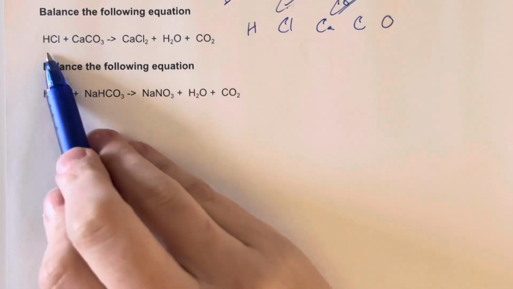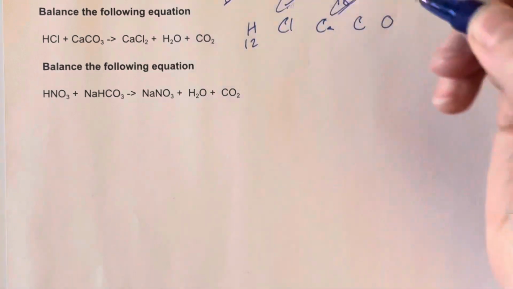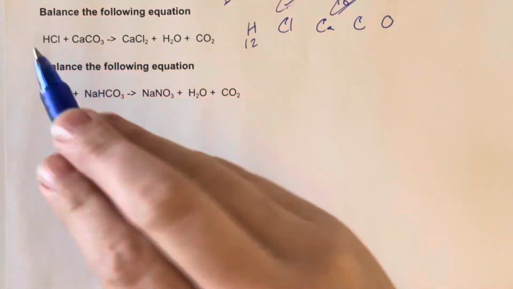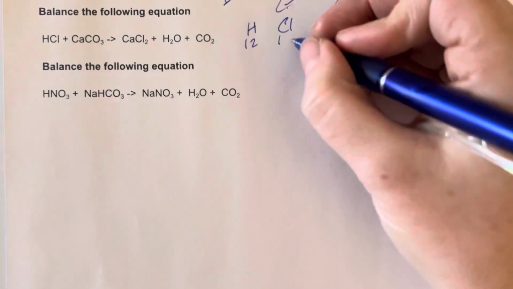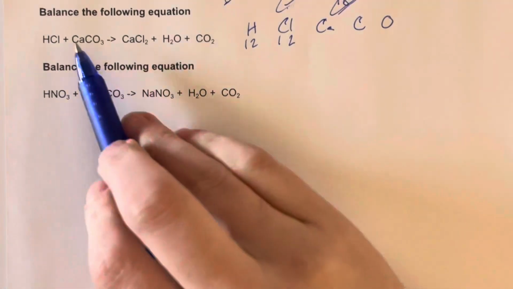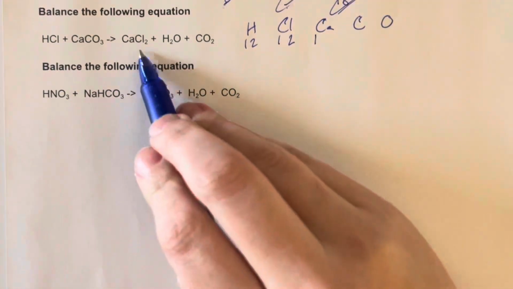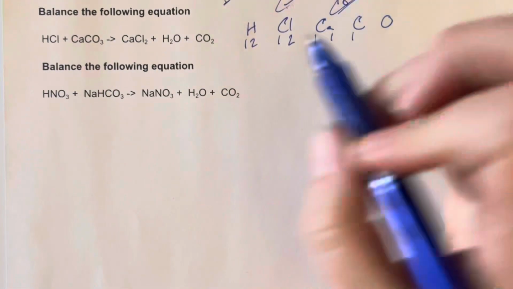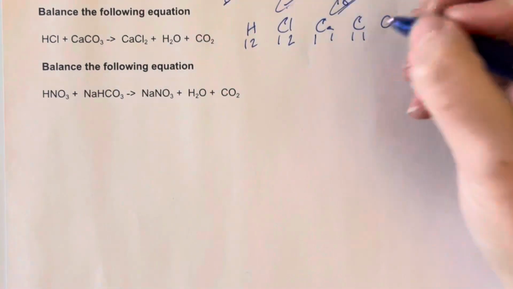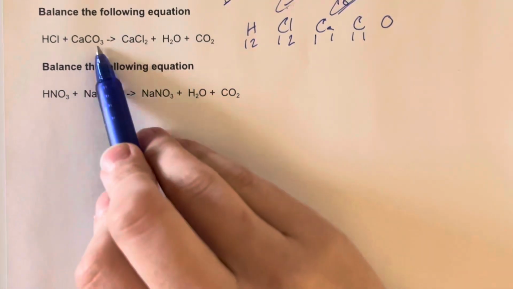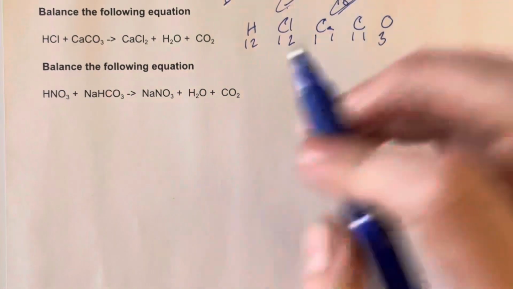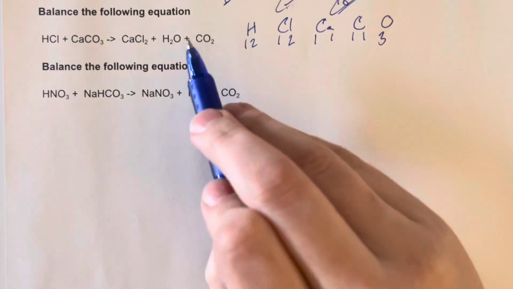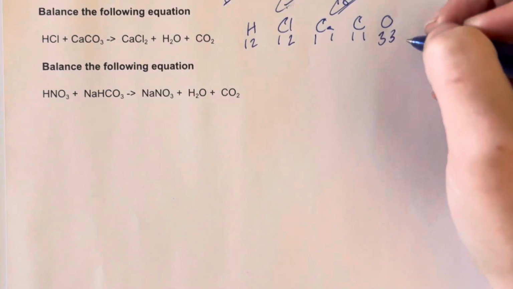Hydrogen on the left-hand side, I have 1. Hydrogen on the right, I have 2. Chlorine on the left, I have 1. On the right, I have 2. Calcium on the left, I have 1. Calcium on the right, I have 1. Carbon on the left, I have 1. Carbon on the right, I have 1. Oxygen on the left, I have 3. And on the right, I have 2 here, 1 here, so that is also 3.